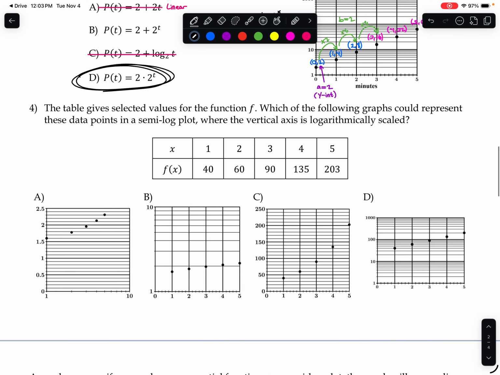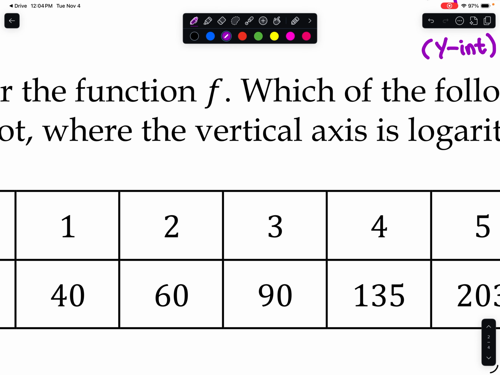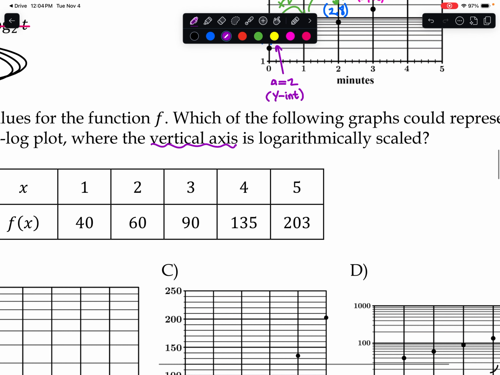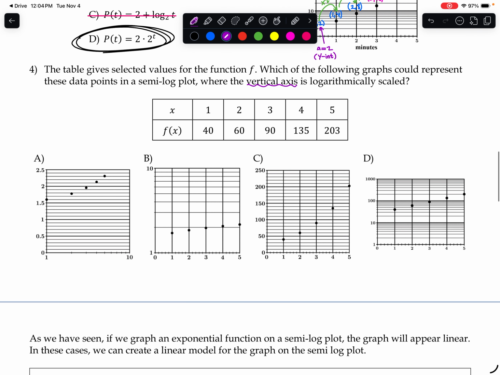So now looking at number 4: the table gives selected values for a function f. Which of the following graphs could represent these data points in a semi-log plot, where the vertical axis is logarithmically scaled? Especially on the AP Precalculus exam, they're not going to tell you directly that the y-axis is logarithmically scaled. They're just going to say the vertical axis. I've noticed that when I look at different problems that AP Classroom presents. But just look at your data.